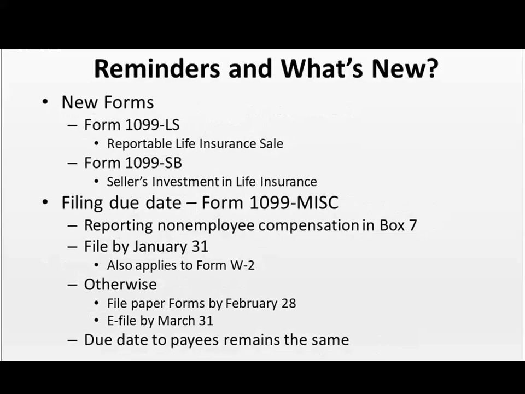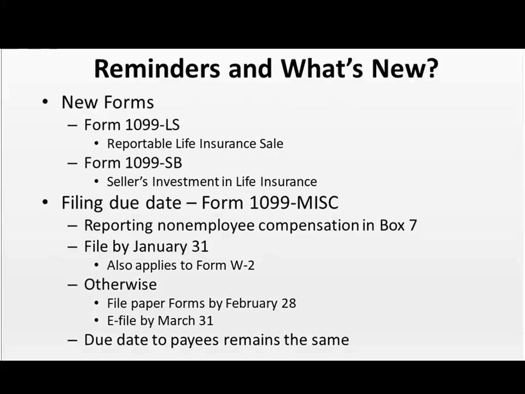Two new forms: Form 1099-LS, which is for reportable life insurance sales, and Form 1099-SB, seller's investment in life insurance. Generally, I don't think most of us will be dealing with these, but I just wanted to give you a heads up that there are two new forms. There was a third one that was listed. I have no idea what it was for. It was a 1098-F, I believe, and that one did not come out as of today, but they were all added to the 1096, and the one that did not get released has been blanked over.